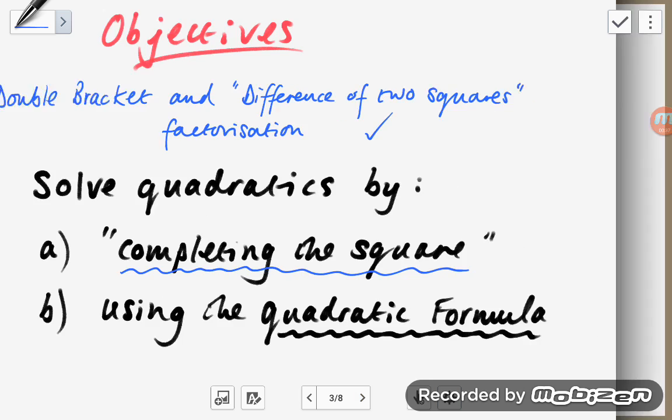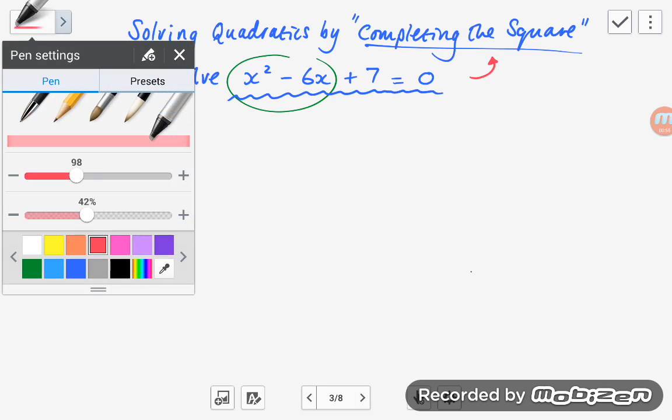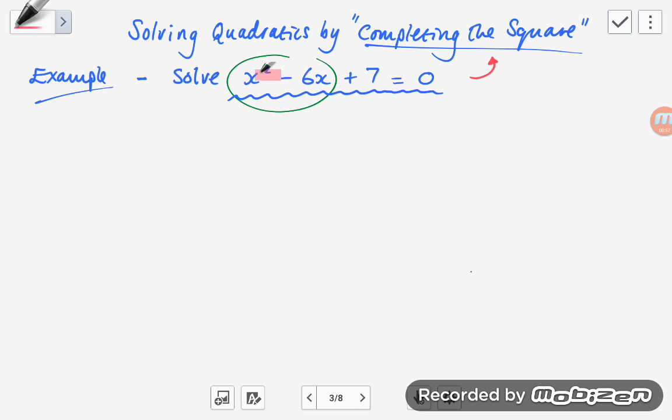So let's look at the first one. Solving quadratics by completing the square. Right, here's the question. Solve x squared minus 6x plus 7 equals 0. Now what we see from that straight away is this bit here.